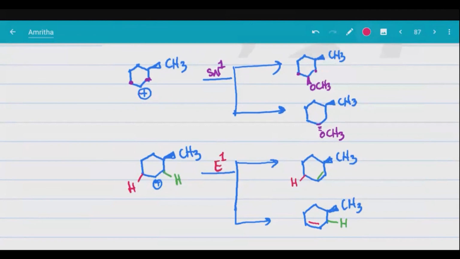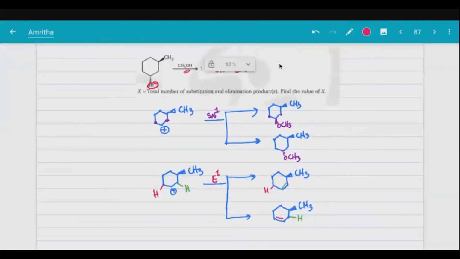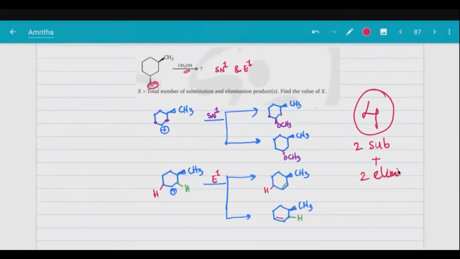Yes. So 2 plus 2, 4. Do we get any other product? No, right? Because there is no further rearrangement. The carbocation stops here. It will not become tertiary from this. So the total answer is 4: 2 substitutions plus 2 eliminations. Understood? Okay, fine. Next question.